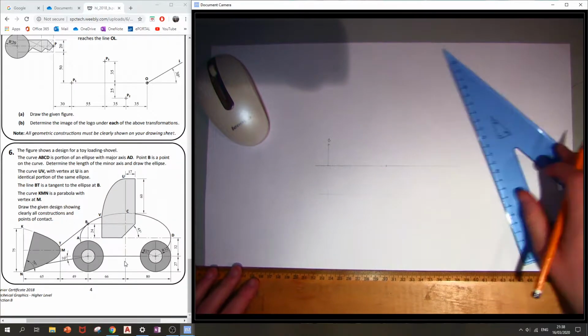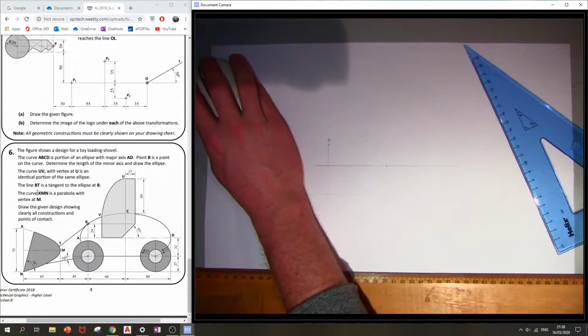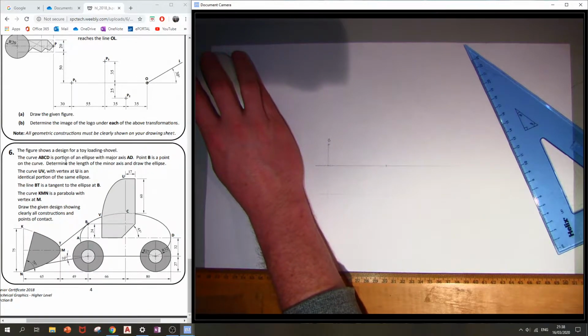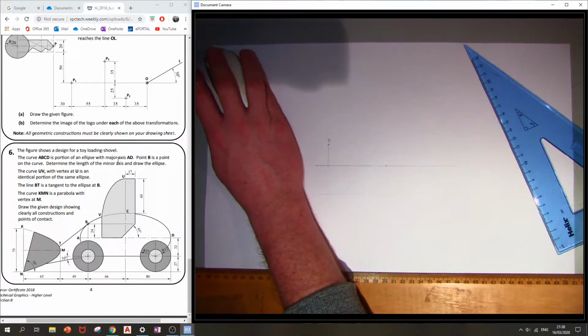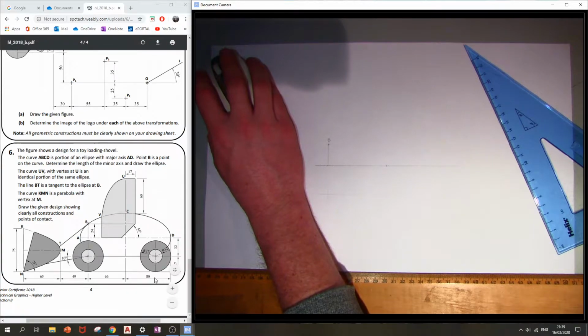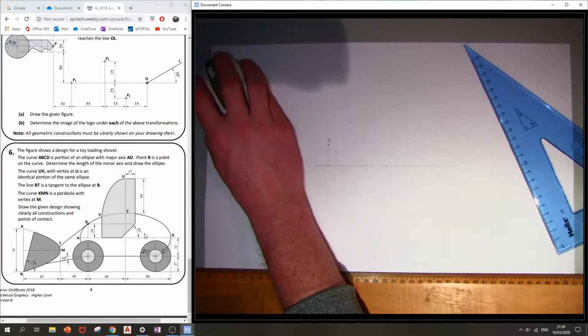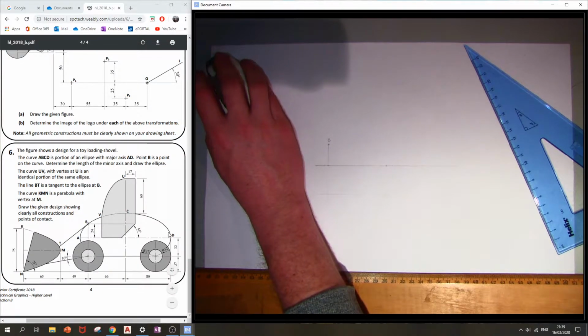Now, right. So in the question here, I have it up, and it says the figure shows a design for a high loading tool. The curve ABCD is a portion of an ellipse with a major axis AD. So there's A, B, C, and D. Okay. With a major axis of AD. So here's AD. Now, do we have the length of the major axis in this case? We do, because we know from the center point of the ellipse to D, we're told is 80 millimeters. So that means the length of the major axis, so the length of the line AD, has to be 80 by 2, which is 160 millimeters.